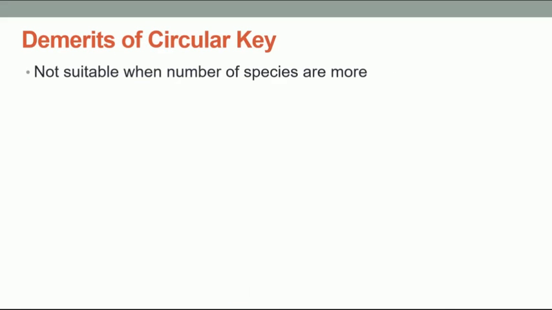Followed by the demerit of the circular key, that it is not suitable when the number of species is larger or more in number. So you cannot fit a large number of species in that small circular key. And even if you try to make such a key fitting a larger number of species, it will become more difficult for identification. So it faces this important demerit.